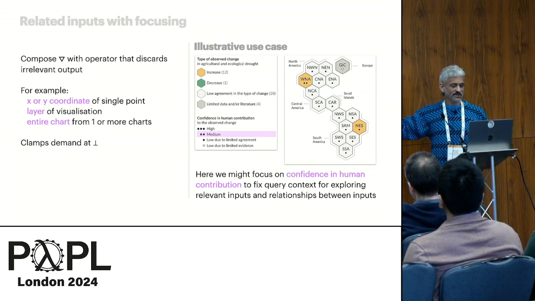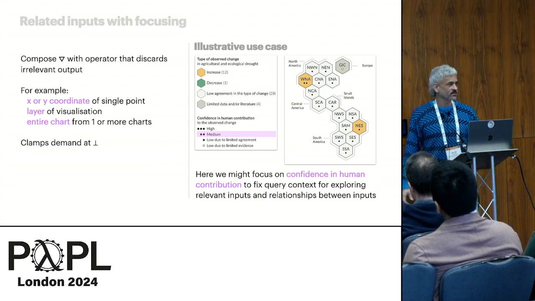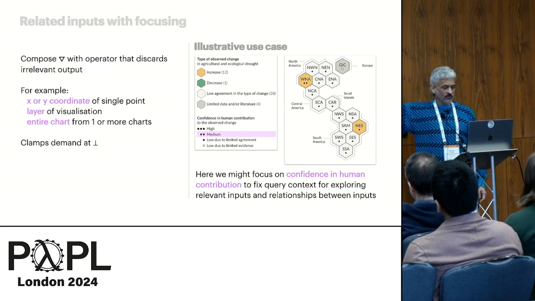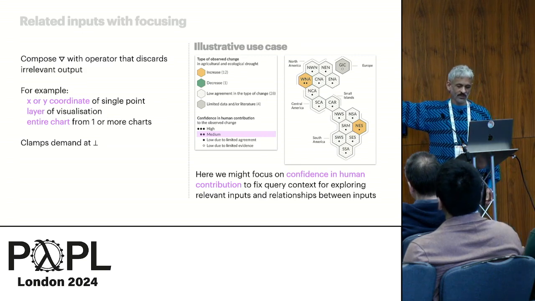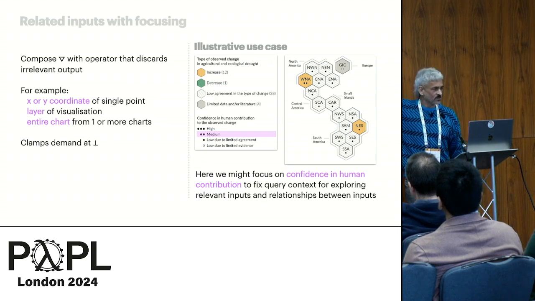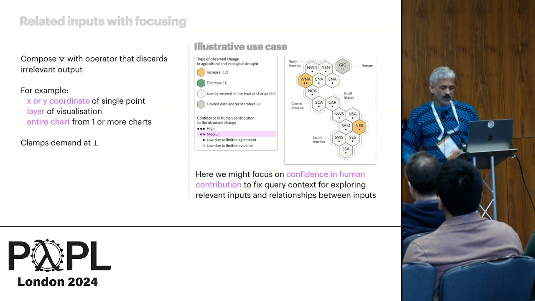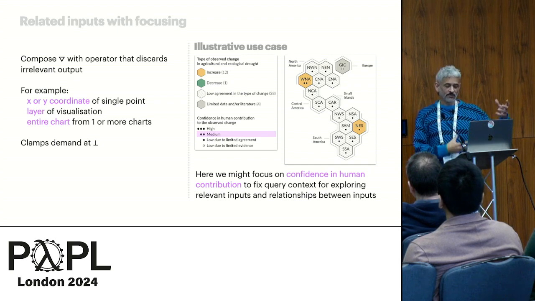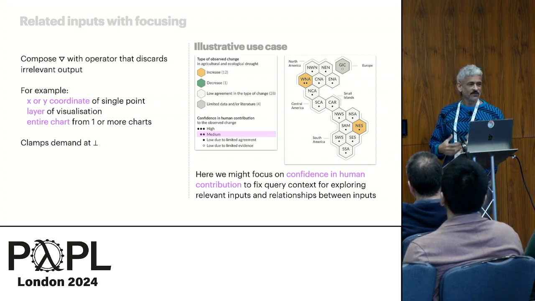So we can imagine extending this to a whole layer of a visualization. So if we think about the IPCC report earlier, we could, for example, restrict interest to just the confidence in the human contribution layer of the visualization. So these are the dots that appear in the hex. And then by doing so, we can investigate related inputs in a narrower context. It's going to allow us to answer questions like, for a given input, what other inputs were relevant specifically to obtaining that confidence rating?